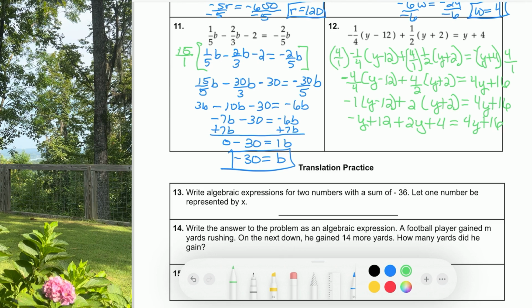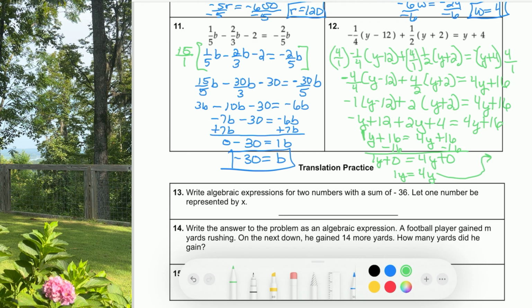And we are now in a situation where we don't have fractions anymore and we can combine like terms. So negative y plus 2y, that's going to give us a y, a 1y. 12 plus 4 is 16. Now I can subtract 16 from both sides. I end up with 1y plus 0 equals 4y plus 0. So now I have 1y equals 4y.